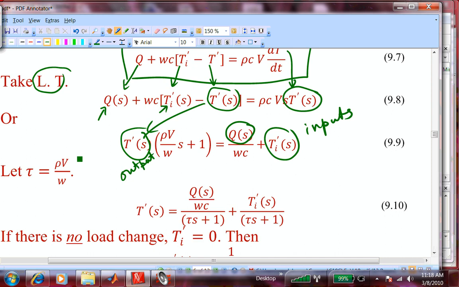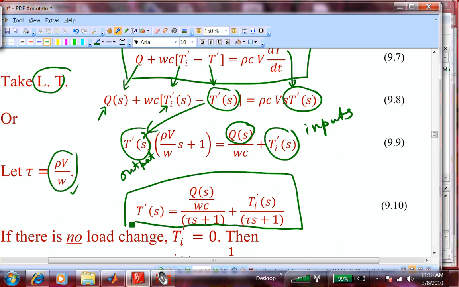And tau here is the time constant. I know how to calculate it in terms of density, volume of the tank, and volumetric flow rate. So that is a known number. This is my transfer function. But this transfer function output is affected by two inputs, either by changes in Q or by changes in Ti, the inlet temperature. Any questions on that? This is just a repetition of what we did before.